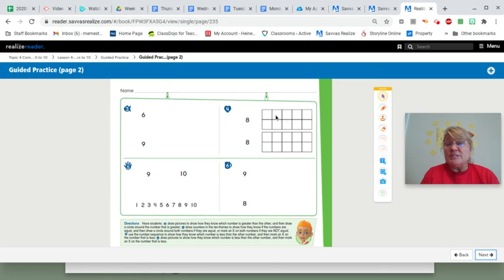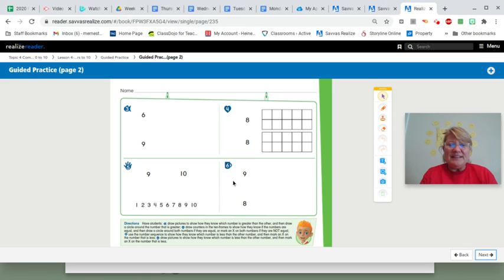All right, this one, you're going to go ahead and fill in 8, and then you're going to fill in 8. And what are 8 and 8? They're equal. So when you do 8 and 8, you're going to go ahead and circle both of them, okay? 9, 10. Go ahead and draw those arrows down to the correct number and then circle the one that is greater. I know you know it.